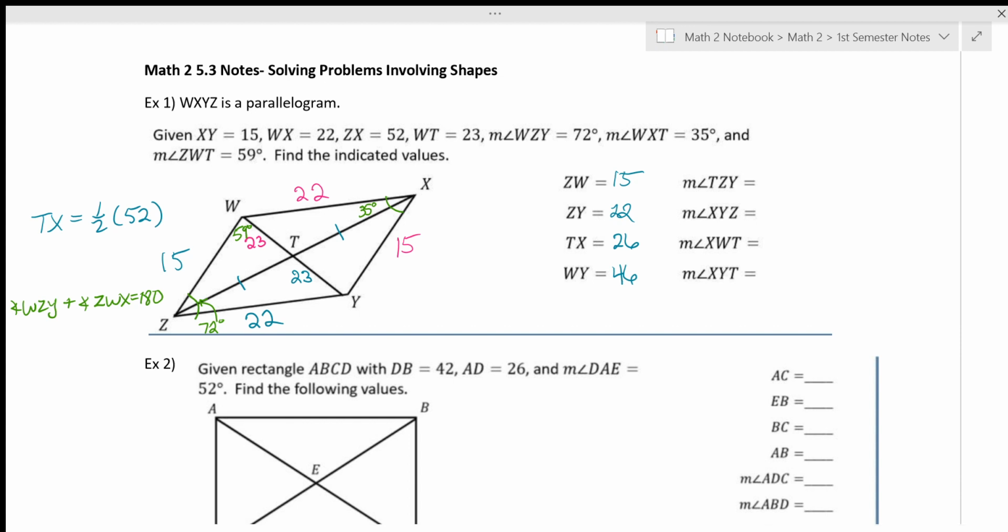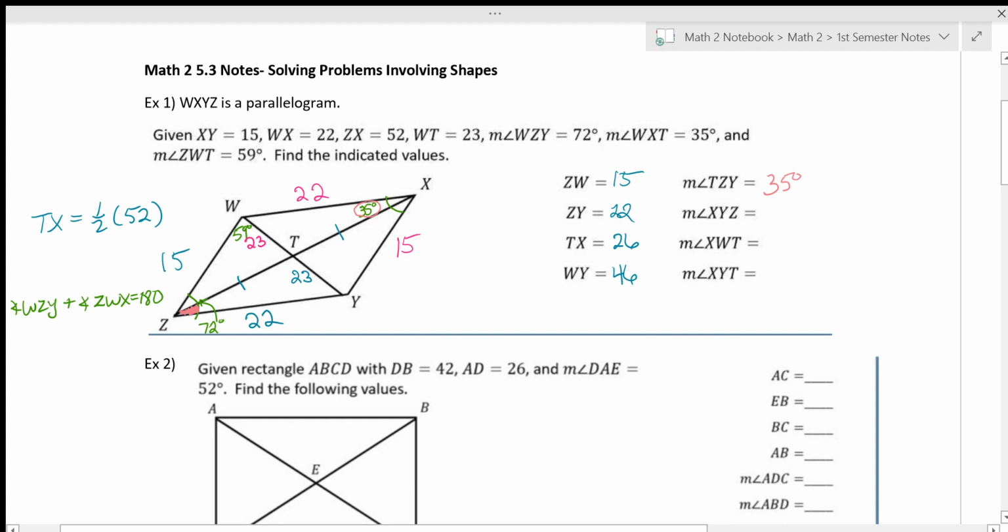So TZY, measure of angle T to Z to Y, is this little space here, shaded in. Okay, that is TZY. Now I know that my alternate interior angle to that TZY is the 35 that's up here. Okay, those are alternate interior angles, so TZY would be 35 degrees.